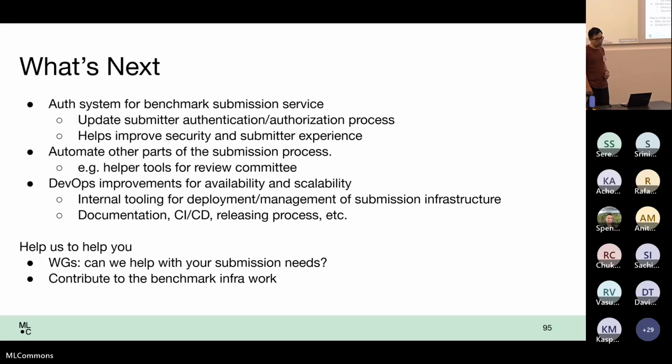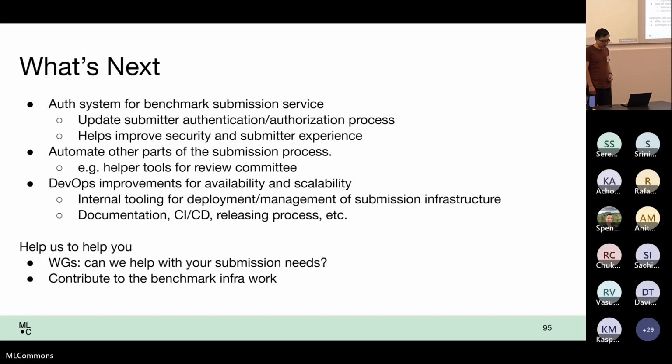Some of the relatively lower priority goals include developing authentication systems for all the submitters so that the submission system has more security, and also further automating the submission systems, especially for the result reviews and the code reviews. Other things include infrastructure cleanups, documentation, CI/CD, and release processes.